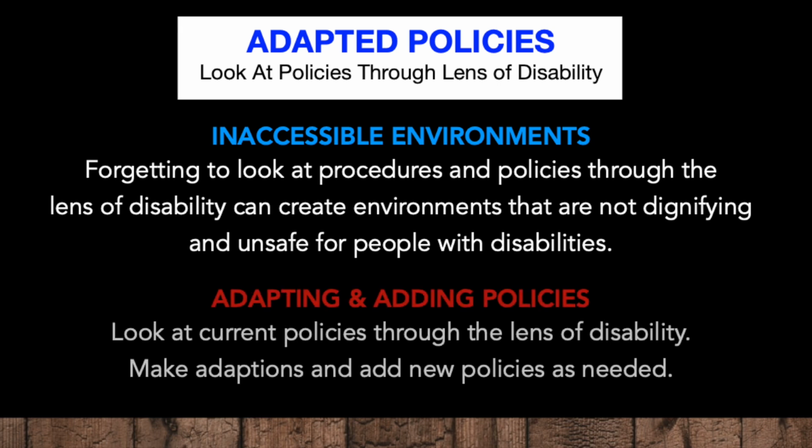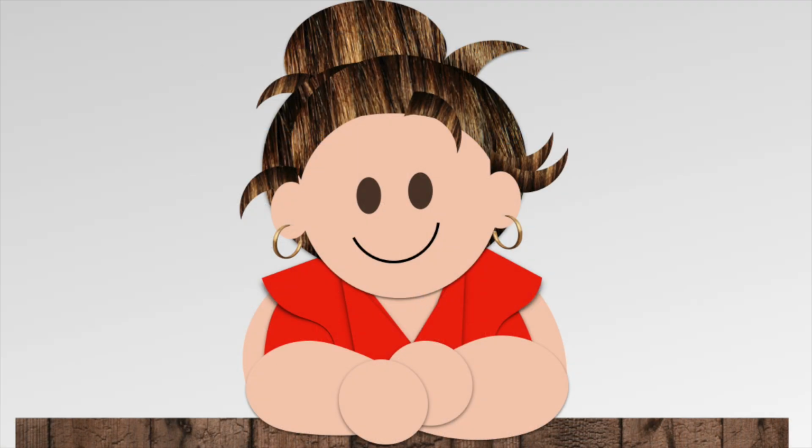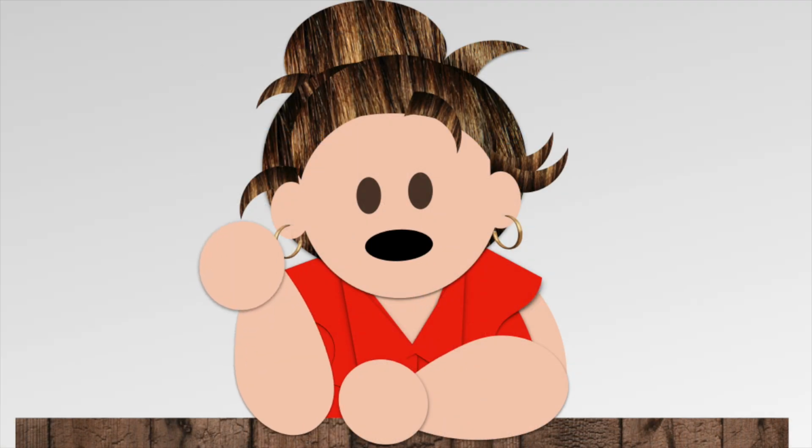So one of the most important ways to create disability inclusion is to look at current policies through the lens of disability and make adaptations. And ask yourself if any new policies need to be added in. Well, I think we learned a lot about ministry structure today. What do you think?